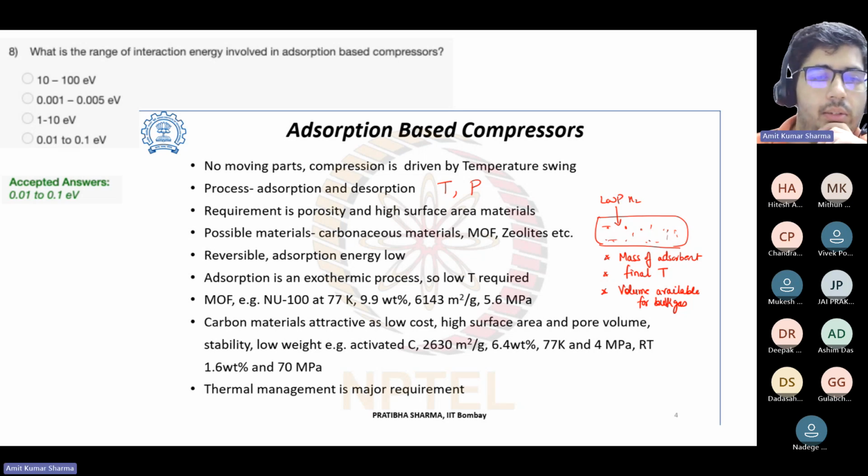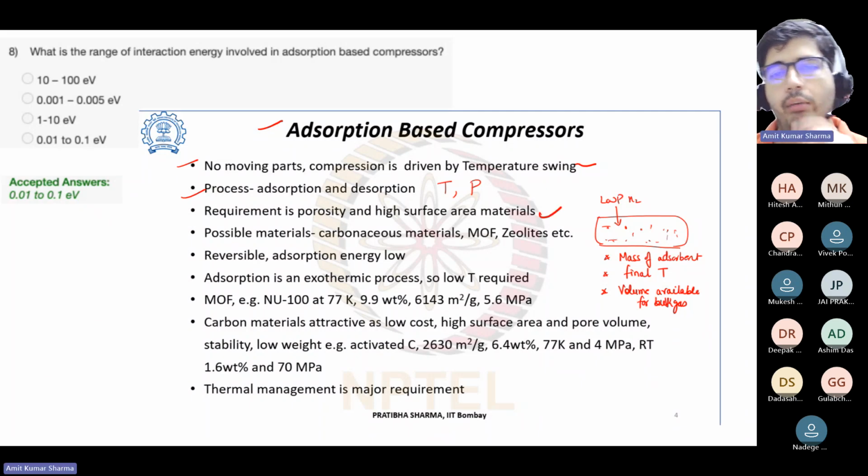Now let's see something about the adsorption based compressor. So no moving part. The compressor is driven by temperature swing. Here we have two processes, adsorption and desorption. The requirement is porosity and high surface area of the material, because we need to have a material. Because we are using adsorption, the porosity should be high and the surface area should also be high, so that we can have more and more hydrogen adsorbed on that particular material, and we can have desorption to have the high pressure hydrogen.